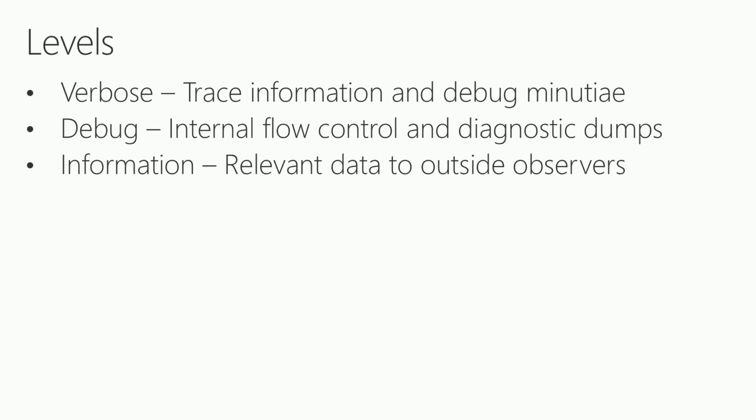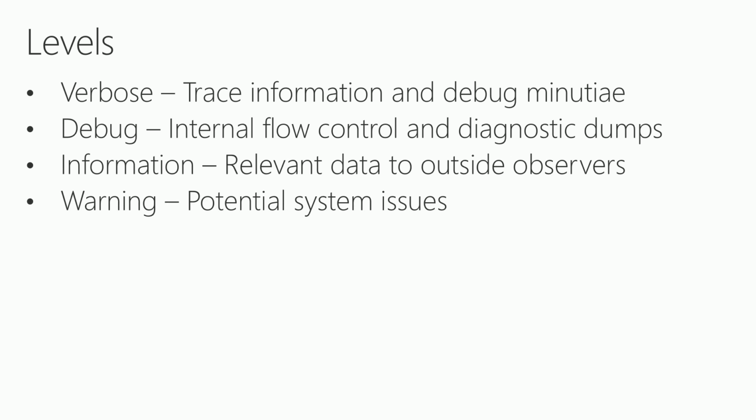Beyond that, we have the information level. This is the first level that you really want outside observers to see, and it typically contains the most relevant data. This is a general information stream of data that you'll see at all times, whether that be how well something is performing or how many users are on the system. These are just things that are over time going to be useful to you.